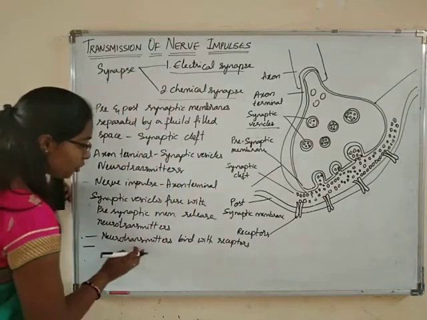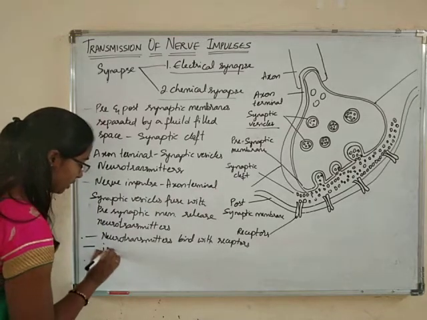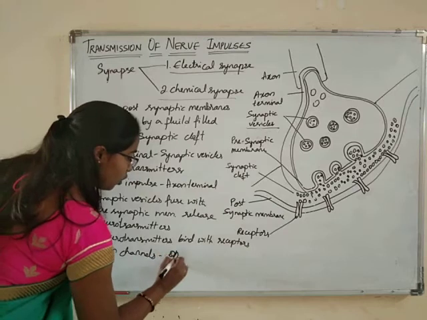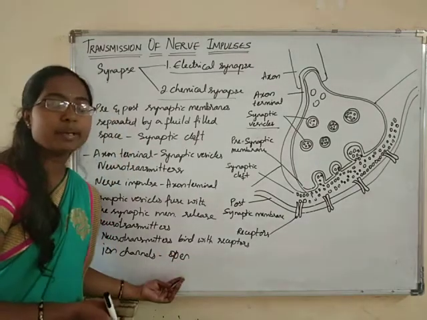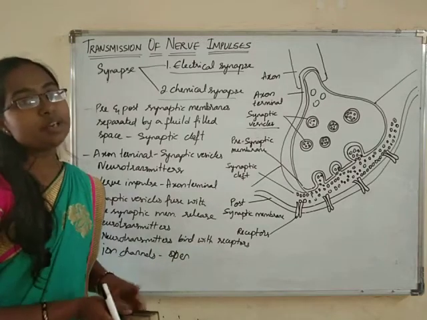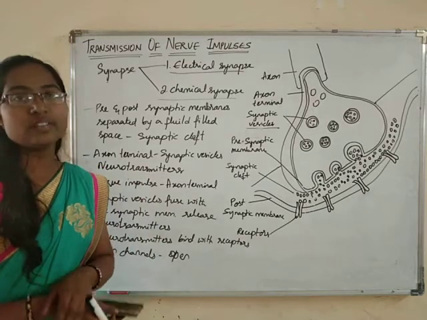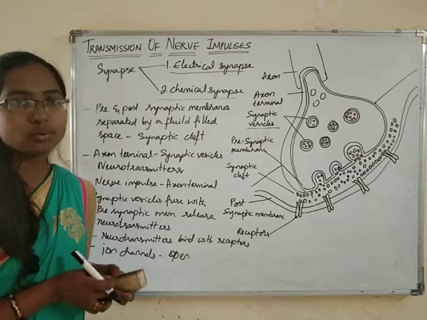Okay. Then when the neurotransmitters bind with the receptors on the postsynaptic membrane, they cause the ion channels in the postsynaptic membrane to open. When the ion channels in the postsynaptic membrane open, then the nerve impulse will be generated even in the postsynaptic neuron.